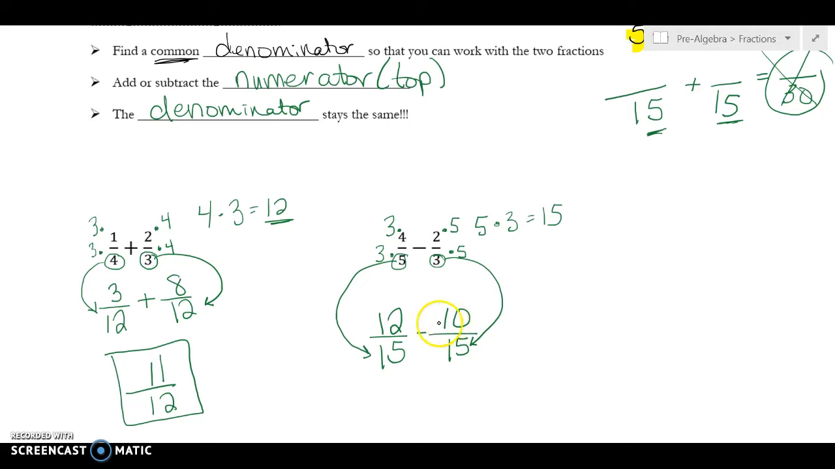Now my numerators are done. I found equivalent fractions. My denominators are the same, so I can actually just subtract this. 12 minus 10 is 2. My denominator stays the same at 15, and that cannot be reduced, and so that is our answer.